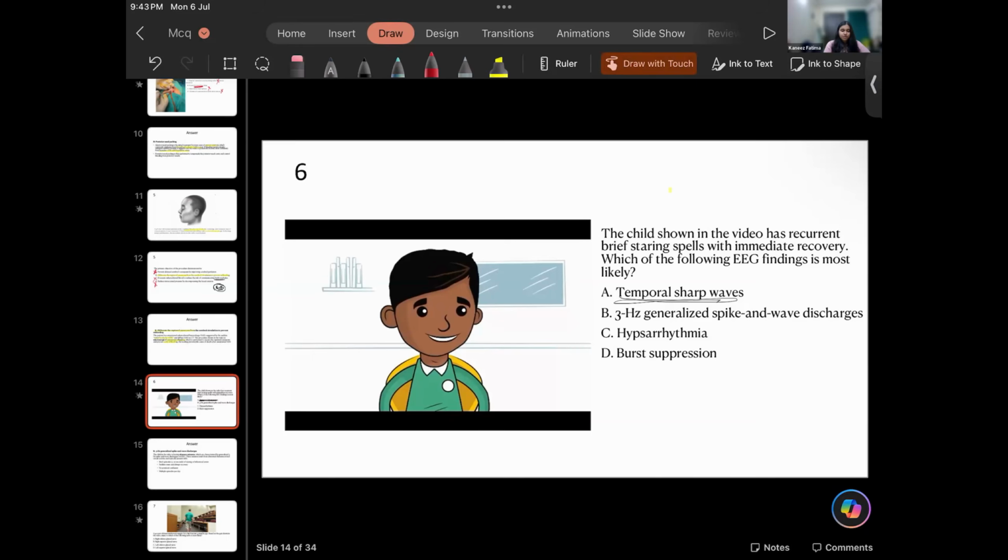Hypsarrhythmia is a characteristic pattern of EEG which is seen in infantile spasm, also called West syndrome. In that case, the child would be having some salaam spells, that is repeated flexion of the neck. But there is no such feature seen here. And burst suppression is seen in some kind of encephalopathy or neonatal seizure. So it doesn't correlate with the features shown in this video.